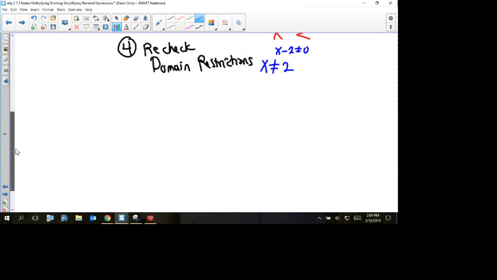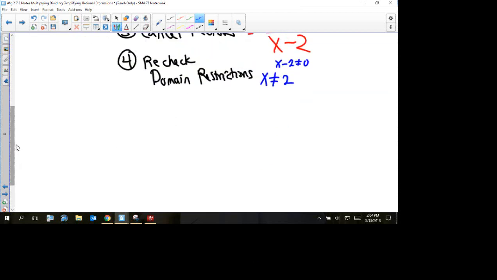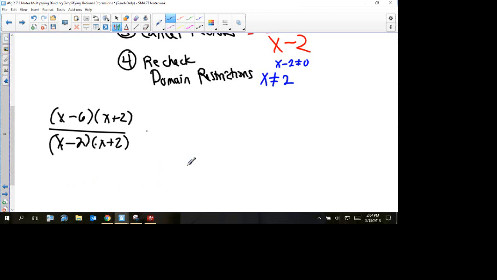So rewrite the original question real fast. It was x minus 6 and x plus 2 over x minus 2, x plus 2. And then we had x minus 6 over x minus 2. Okay, so what we're saying is when we reduce these equations, this one is exactly the same as this one. That's what you're saying, right? That's what the equal sign means. But these are equivalent. The problem is they're not exactly equivalent.